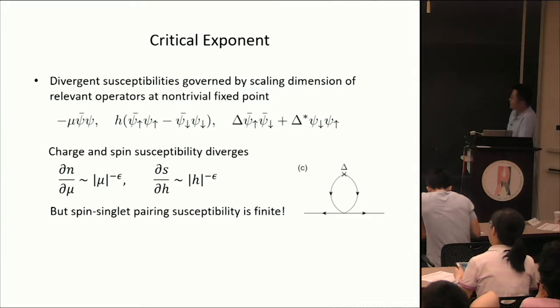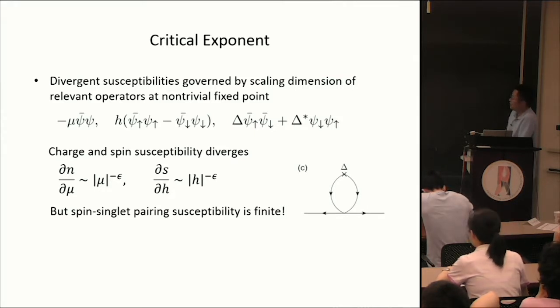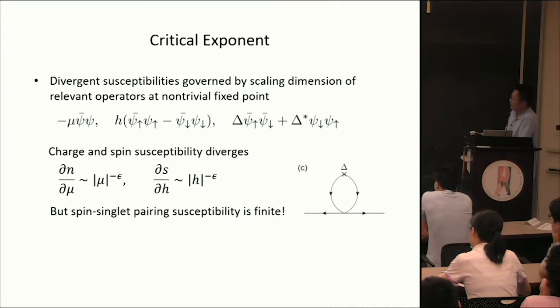And these are the various relevant perturbations. Mu is the chemical potential, H is the external field, and delta is the external pairing field. If we look at the response to a chemical potential, this tells us about the charge susceptibility. The scaling dimension of mu determines the charge susceptibility. The scaling dimension of H, the external field, determines the spin susceptibility. It turns out that to one loop level, they diverge with exponent epsilon, which is the non-interacting density of states exponent. So at the one loop level, at the interacting fixed point, these exponents are unchanged.